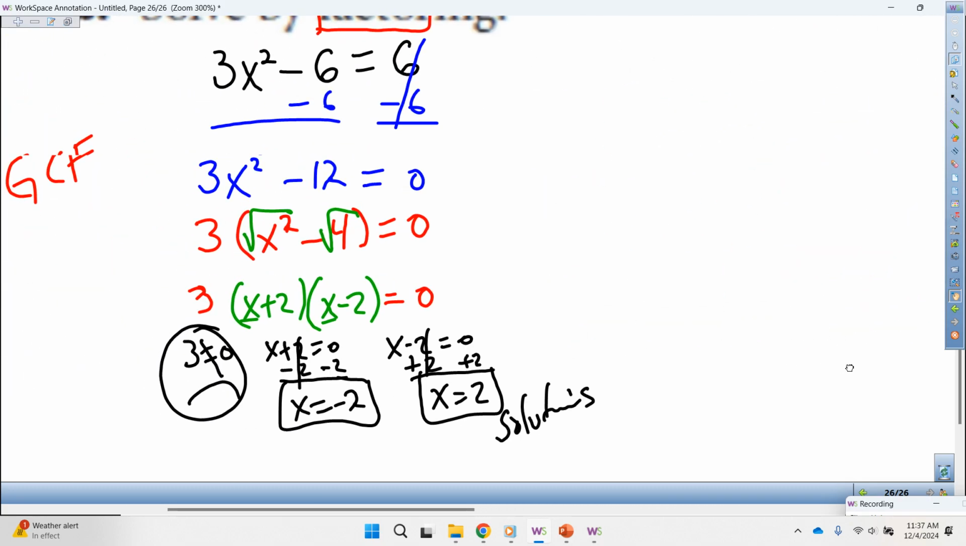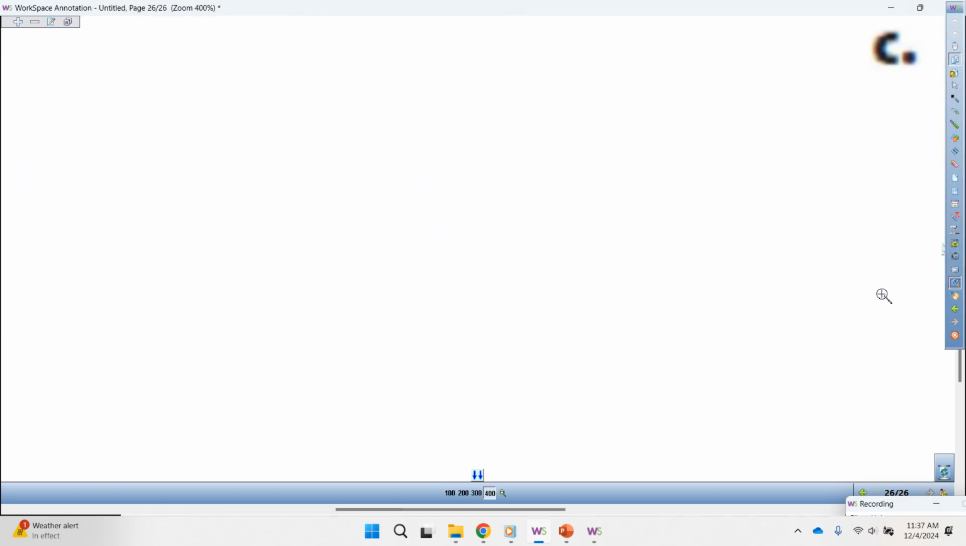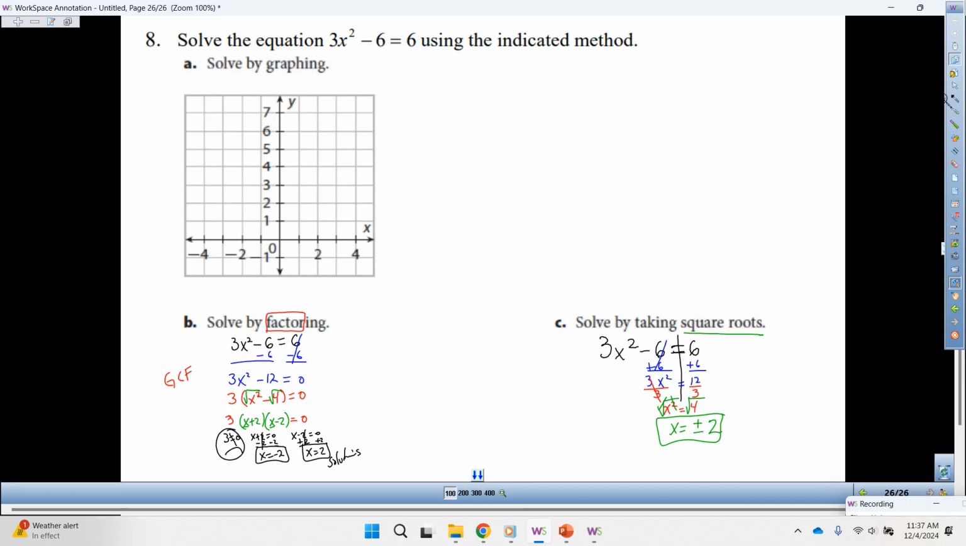Oh, let's go. All right. Let me zoom out. Let's go to our last method. Our last method is by graphing. So let's write the equation right here, again: 3x squared minus 6 equals 6. Now, does anybody have any doubt what the answer is for the same equation? It's positive 2 and negative 2. For all three methods, it should be the same, right? So for graphing, it should be the same.